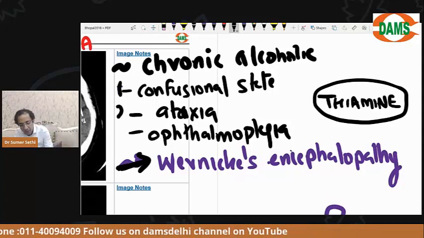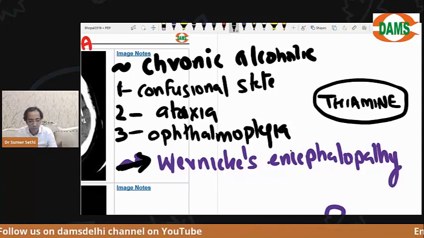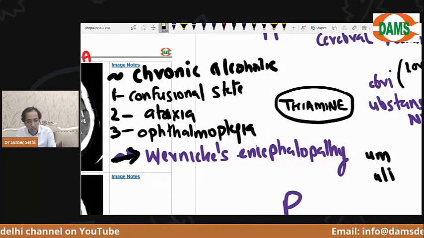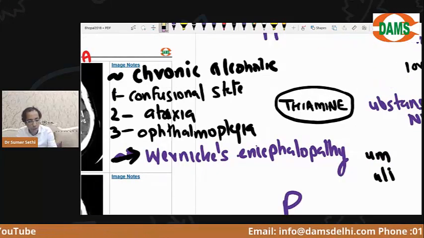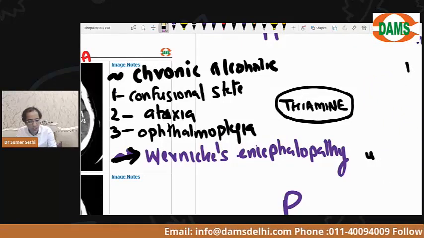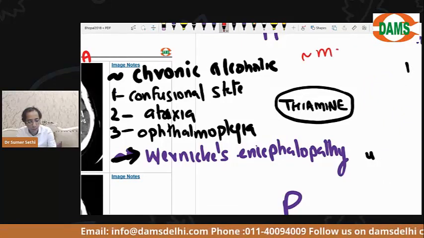The classic clinical triad is confusion, ataxia, ophthalmoplegia. And the part which is characteristically involved in radiological imaging is the mammillary body.